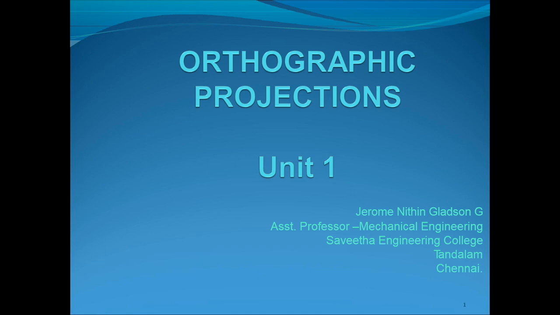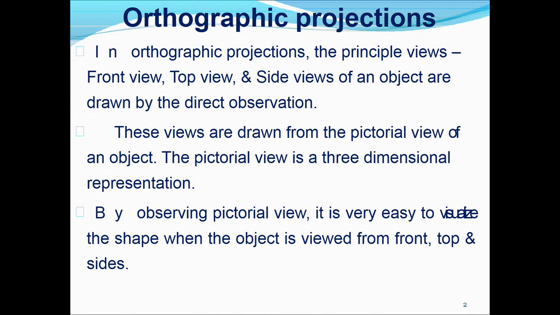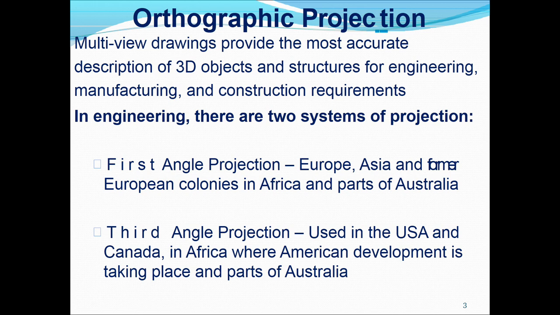So if any 3D component is given, what are we supposed to do? We are supposed to draw the front view, the top view, as well as the side view. By drawing these three views, this comes under the orthographic projection. And the orthographic projection uses the first angle projection and the third angle projection.